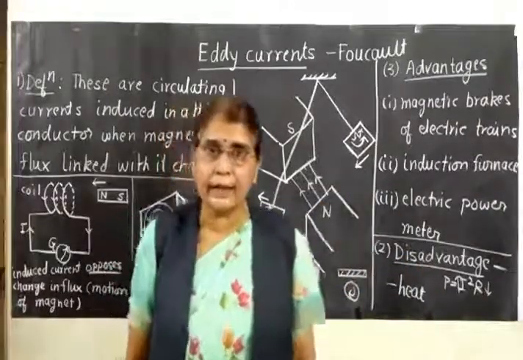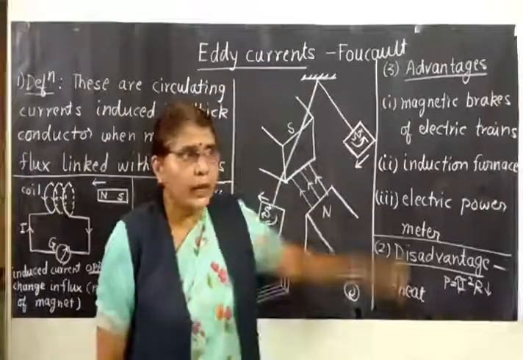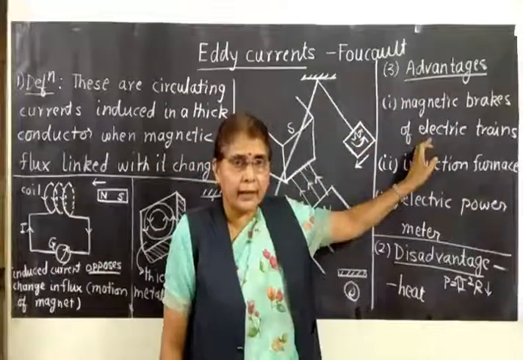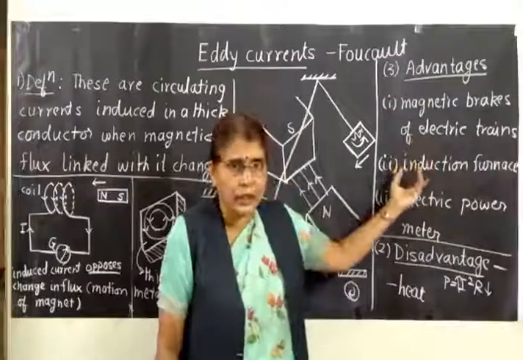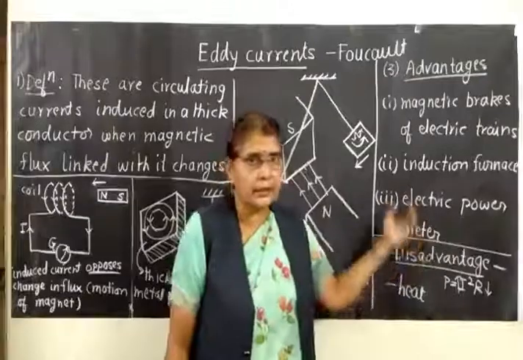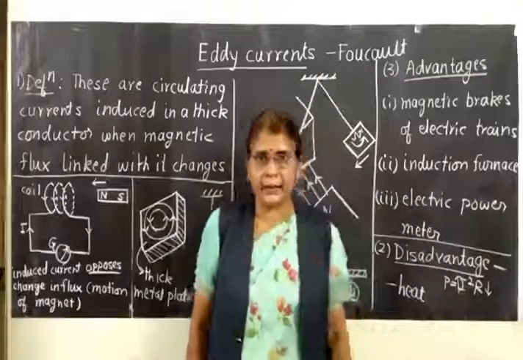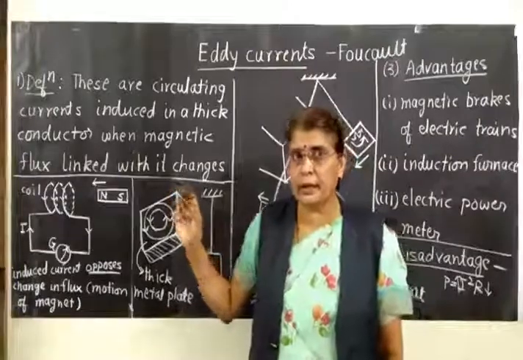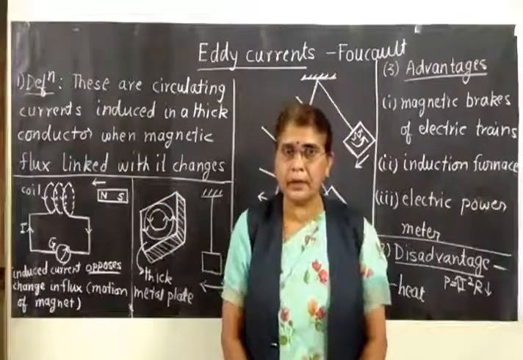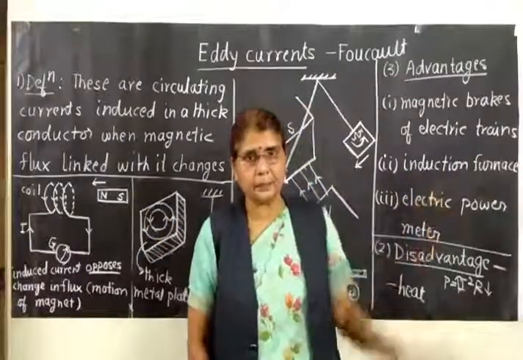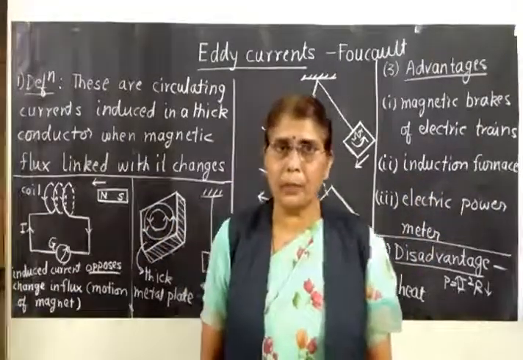What are the advantages? I told you 3 advantages. It is used in the magnetic braking system of electric trains. It is used in the induction furnace, and it is also used in the electric power meter. So these are 3 applications of eddy currents. These questions are asked for 1 and 2 marks in your exam. All the 3 questions are important: definition, disadvantages and advantages.